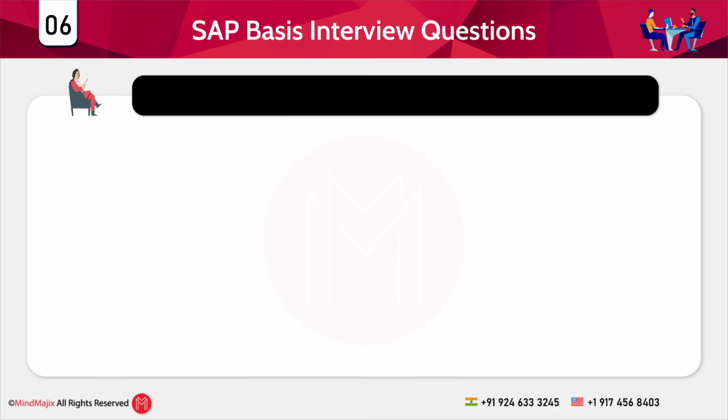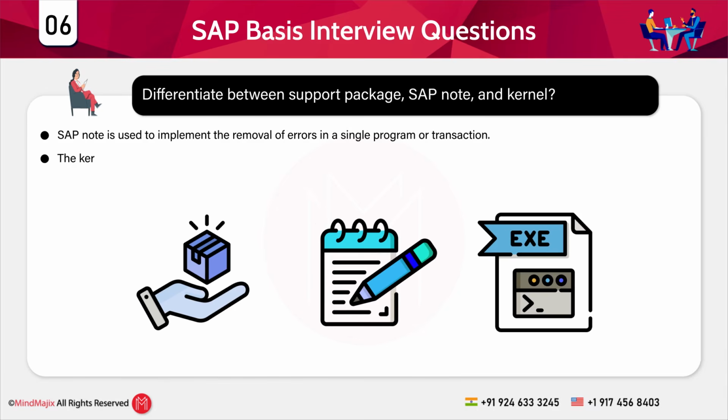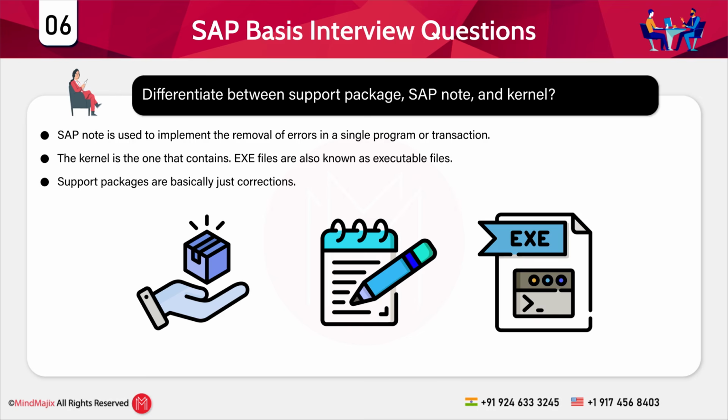The next question is differentiate between support package, SAP note, and kernel. SAP note is used to implement the removal of errors in a single program or transaction. The kernel is the one that contains .exe files, which are also known as executable files. The older versions of these files get replaced after the kernel gets upgraded. And now if you talk about the support package, they are basically just the corrections.